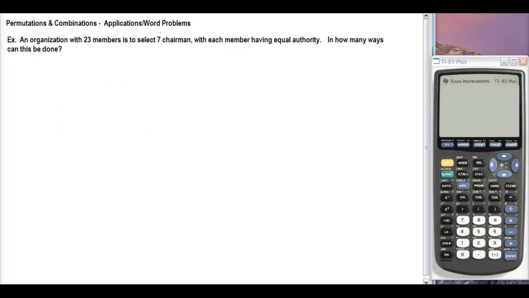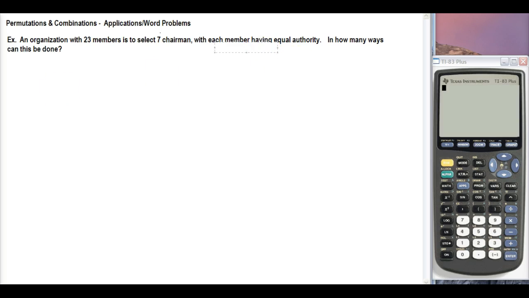Okay, so in our next example, we see that we have an organization with 23 members, and they are going to select 7 chairmen with each member having equal authority. And we want to know in how many ways can this be done. The key word to this is saying that they want to select 7 chairmen where each member has equal authority.